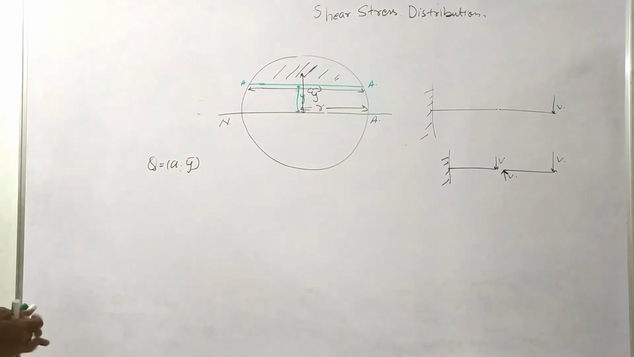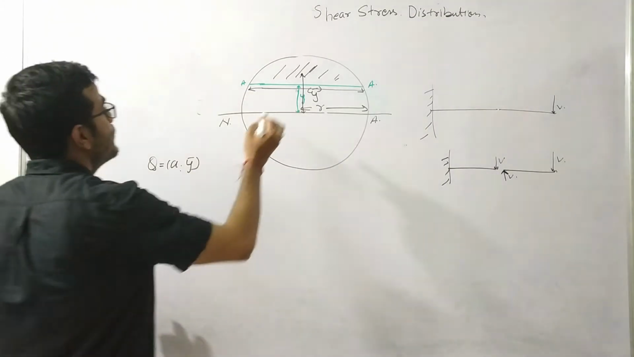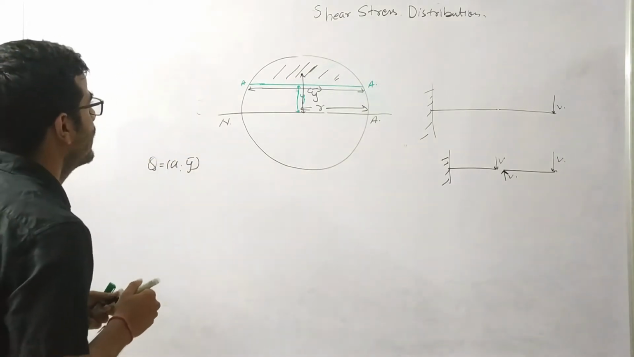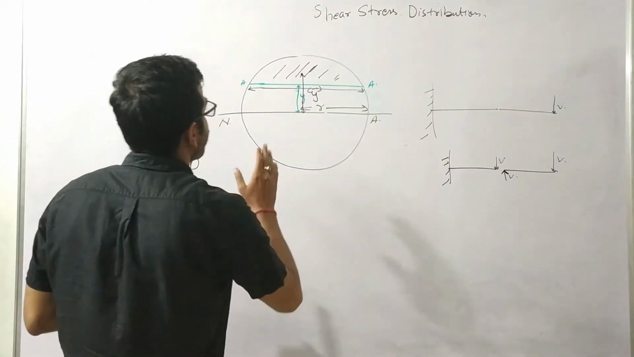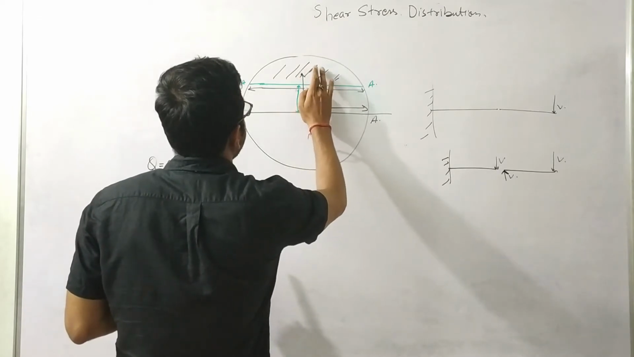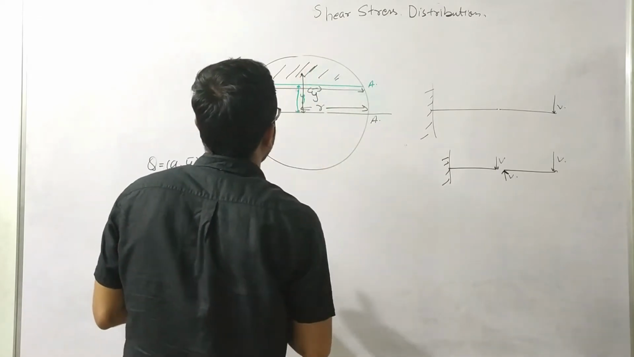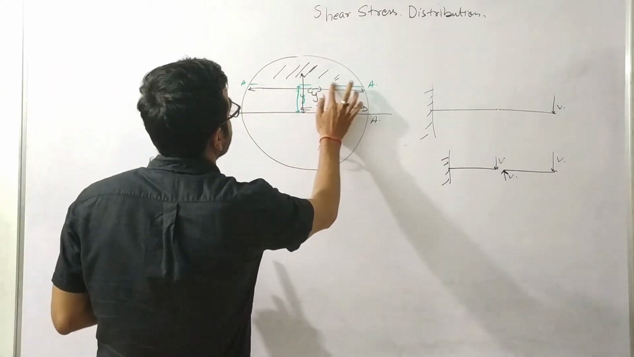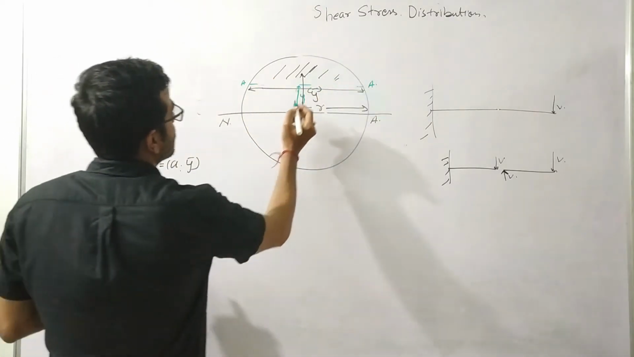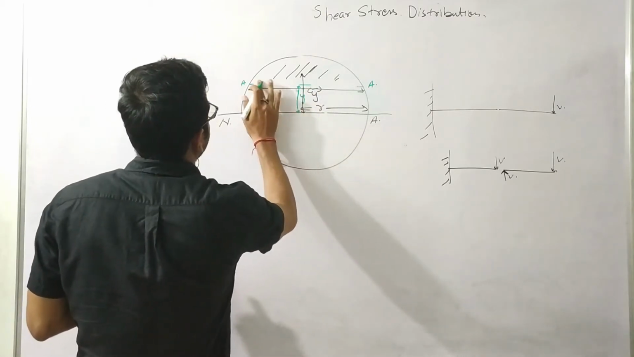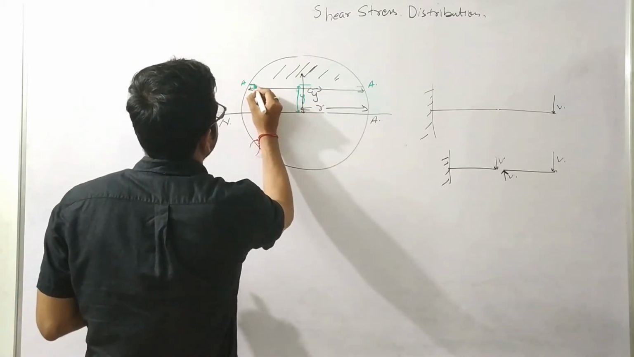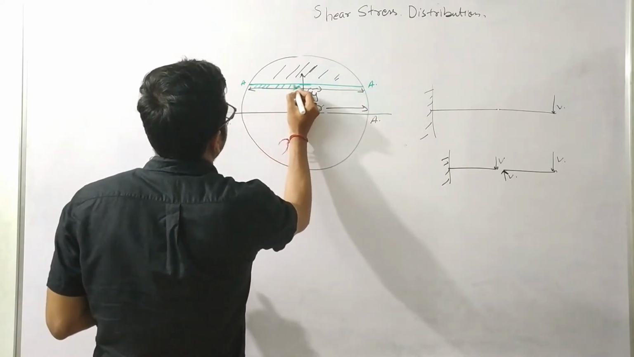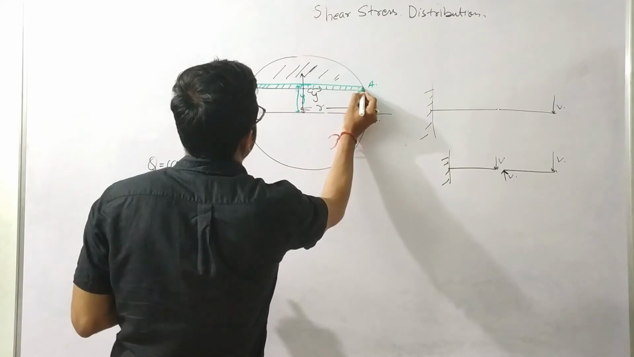Okay. Now I need to calculate the area of this complete figure. So what I am doing over here, at a distance of y, I am taking an elementary strip over here. Okay, at a distance of y, I am taking an elementary strip over here.